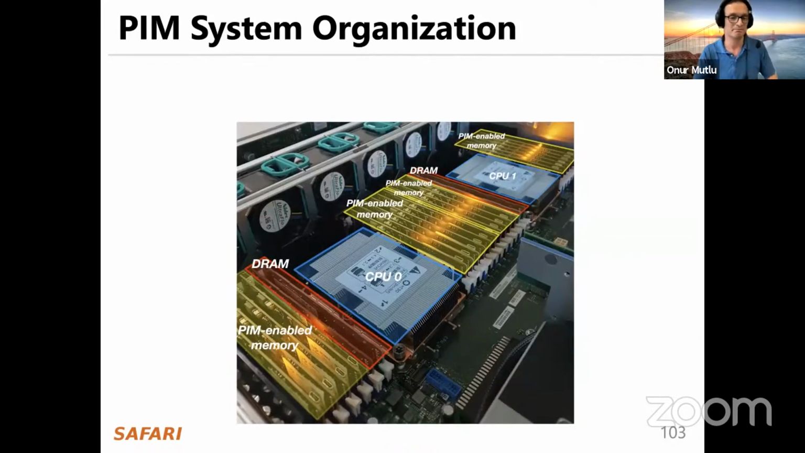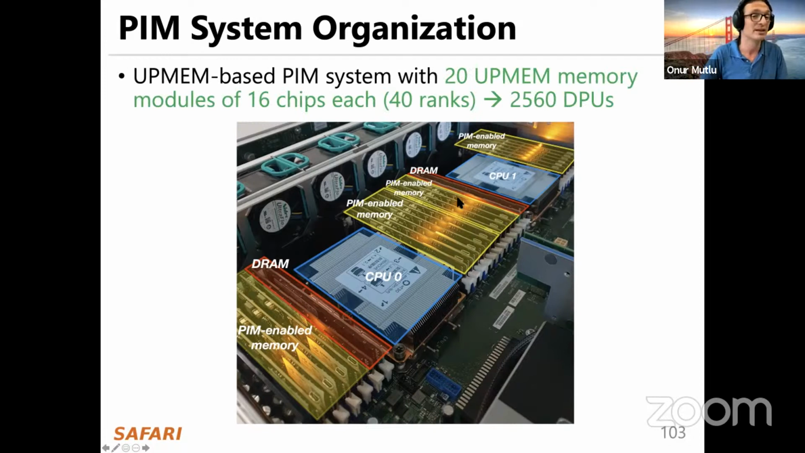And this is another, maybe more beautiful picture, if you will, that is in a paper that I'm going to reference next. It basically shows this UPMEM system in action, if you will. It has PIM-enabled memory. It also has DRAM. And PIM-enabled memory is hopefully where you offload a lot of your computation so that you don't move data between the CPU and either PIM-enabled memory or DRAM. And you can see that this has 20 memory modules of 16 chips each. There are 40 ranks in total.